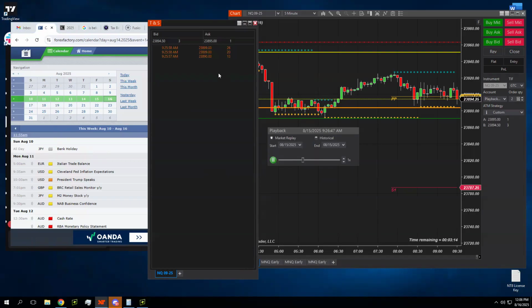And you could do it in micros too. So I'll look at the time and sales on NQ, and I will use the information from NQ to trade MNQ. Because even though it's slightly different, the movement is still the same. If the market goes up on NQ, it's going to go up on MNQ as well.